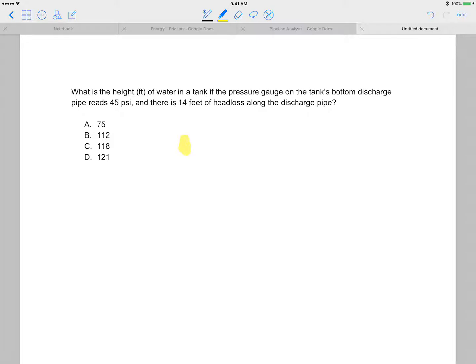The relationship between the height and the head loss and the pressure head is such. So we can take the head loss, which is 14, we can add it to 45 psi and convert that by 2.31 feet per every psi, so we have everything in feet, and the answer is 1,818 feet. The answer is C.